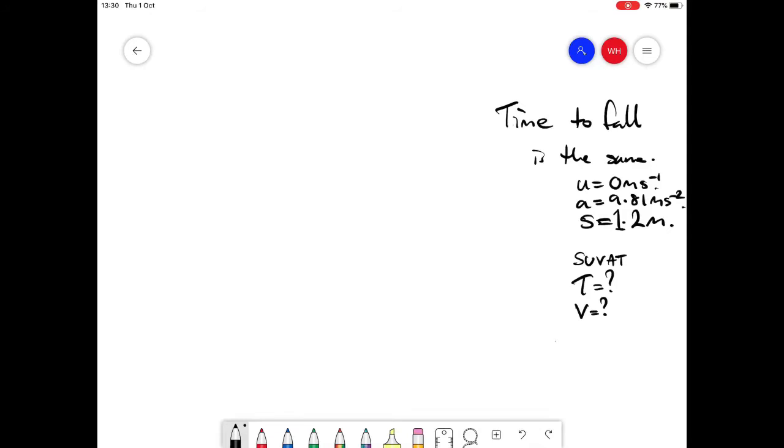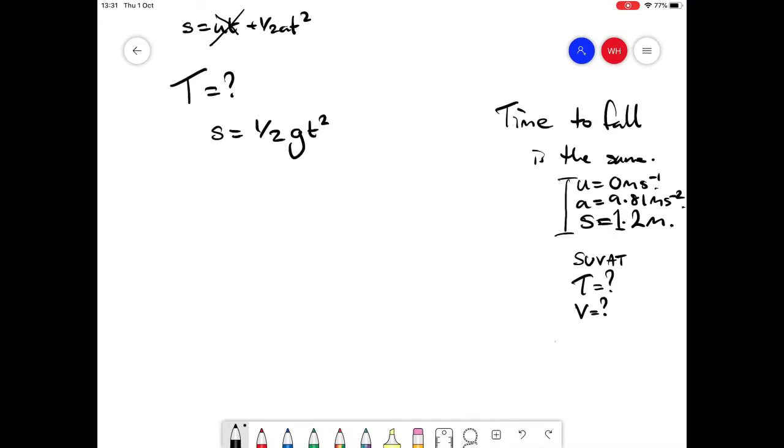Anyway, so let's find t. Okay, we've got our 3 knowns, and we've got our 1 unknown. It's any equation of our equations of motion that doesn't involve v. So we have s equals ut plus a half at squared. That's what we're going to use here. u is 0, so ut is 0. So we can say s equals a half. I'm going to write g instead of a, gt squared. Some people prefer to keep it as a, and some people like to identify that it's 9.81, it's g. It's kind of irrelevant.